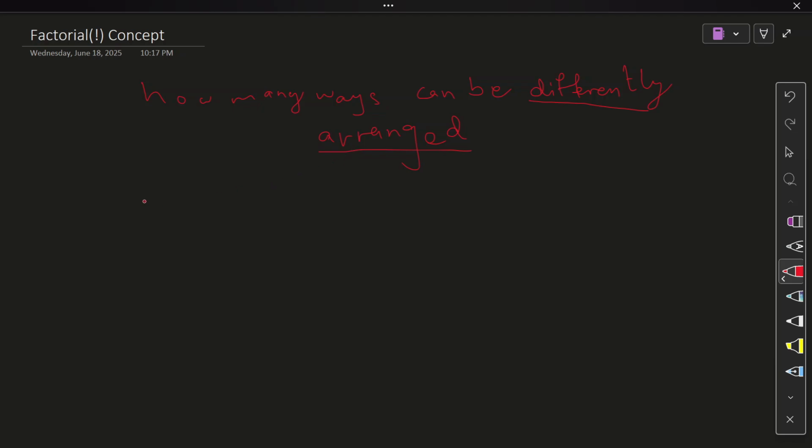Now, how do you use it? It's simple. Before we get into how we use it, let's get into why it works and how it works. So let's talk about the three letters A, B, and C. I want to arrange them differently.